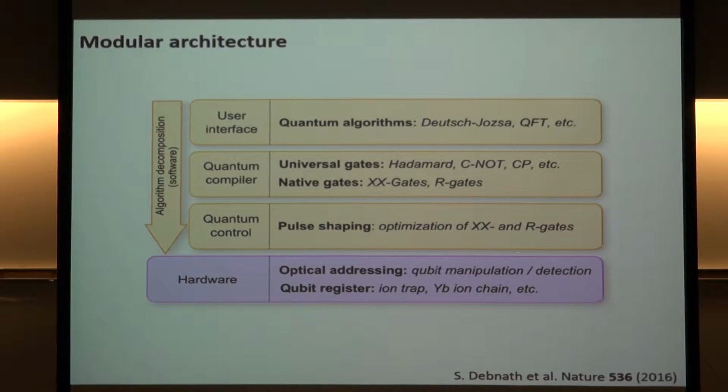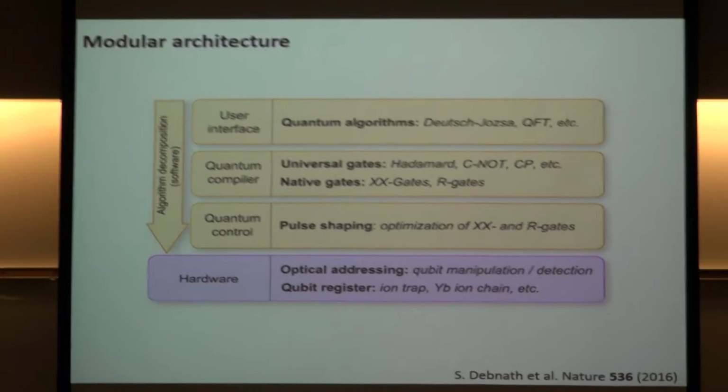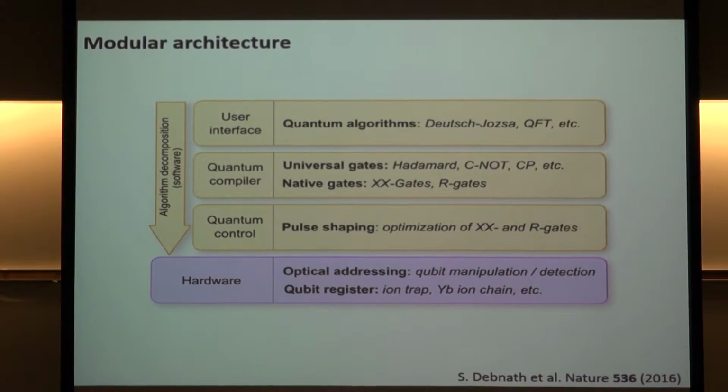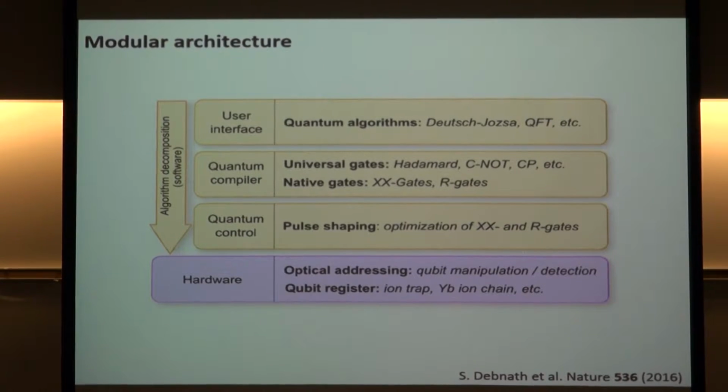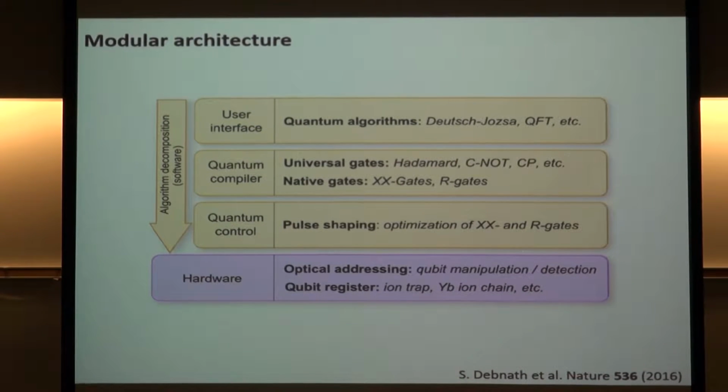The basic idea is if you want to execute any kind of quantum algorithm, they typically come written down as a circuit of computational gates such as Hadamard, C-NOTs, and so on, which you can then break down into gates that are native to your hardware. And these are then implemented using some classical control, in our case laser pulses, on your actual physical system, which in our case is a chain of ytterbium ions.